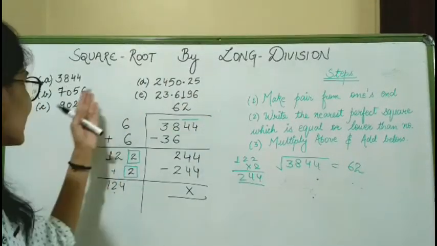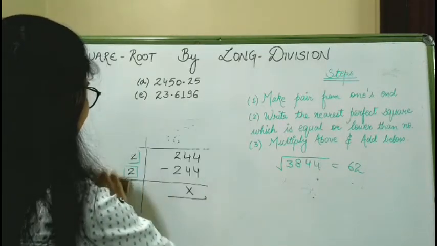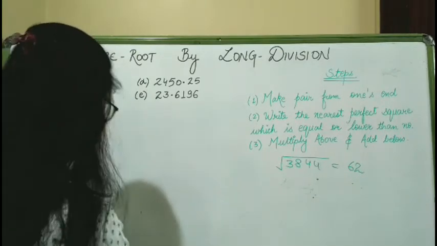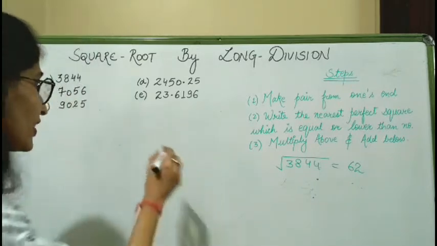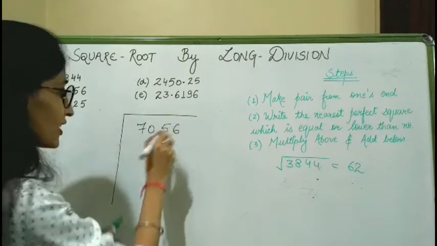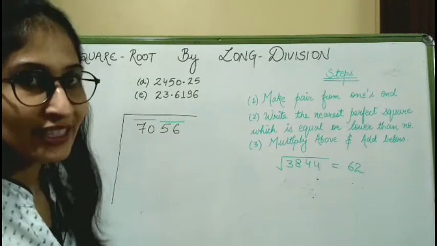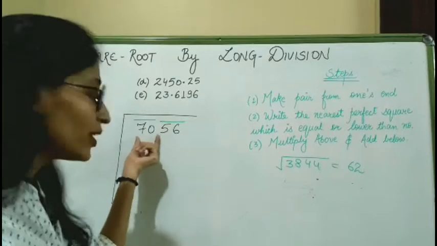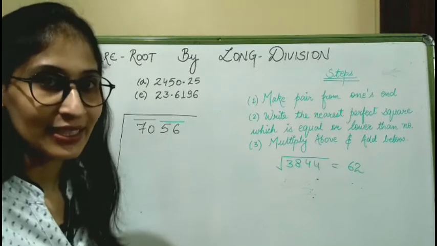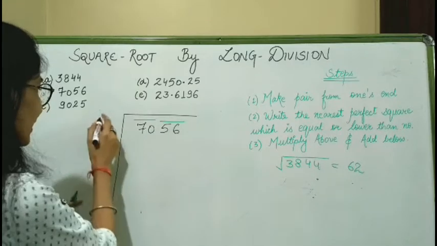Now let's try to find the square root of 7056. Same, start making pairs from the ones end. 7056. My first pair here will be 56 and the second pair will be 70. Think of a number which is a perfect square and should be either equal to or less than 70. My answer will be 64. So 8 multiplied by 8.